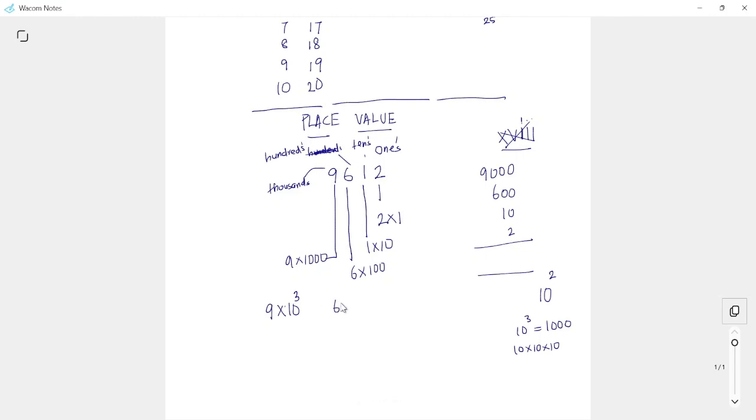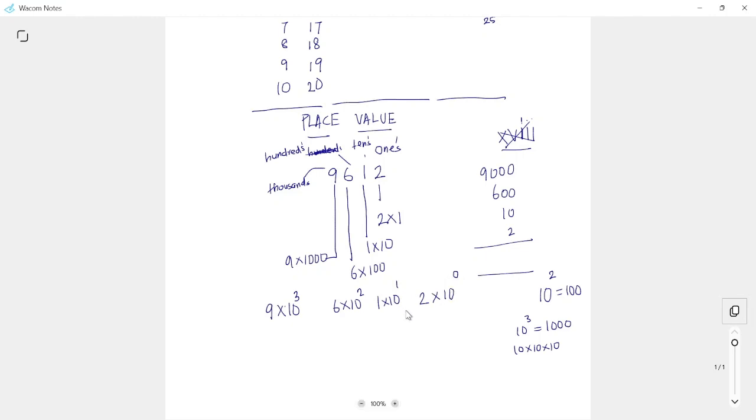600, I can write it as 6 into 10 to the power of 2. 10 to the power of 2 is 100, 10 into 10. So 600 is 6 into 10 to the power of 2, and 10 is 1 into 10 to the power of 1. And 2, I can write it as 2 into 10 to the power of 0.